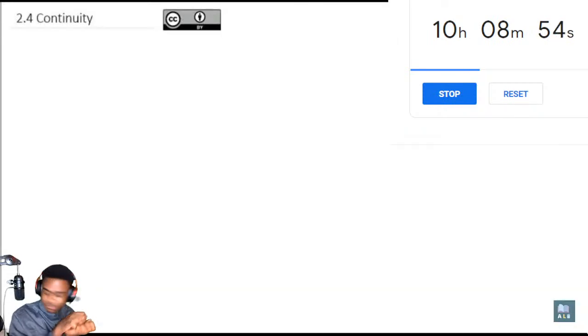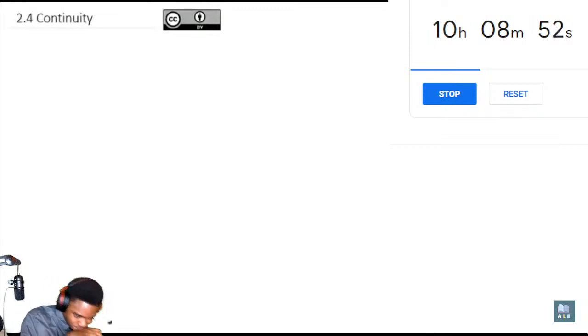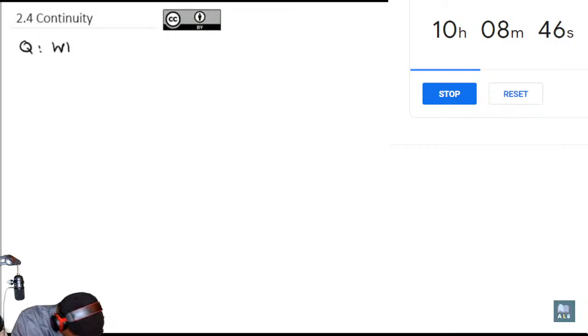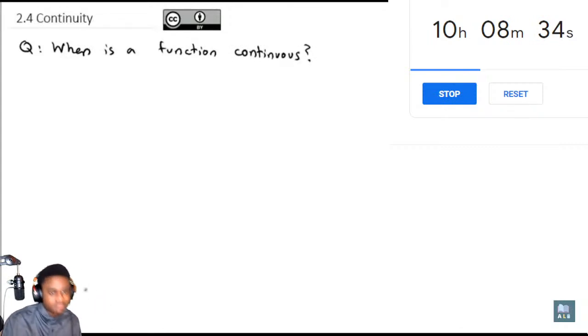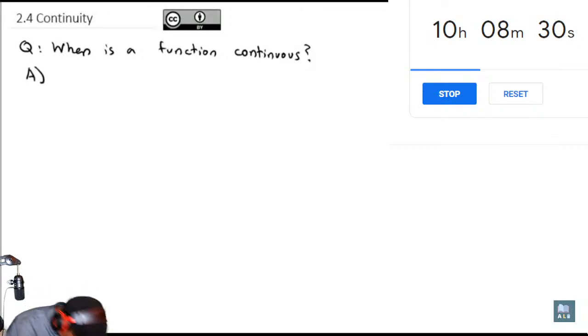Working with limits leads us directly into an important conversation around the topic of continuity. So we're going to answer the question, when is a function continuous? Well, in order to determine when the function is or is not continuous, we need to know what continuous means.